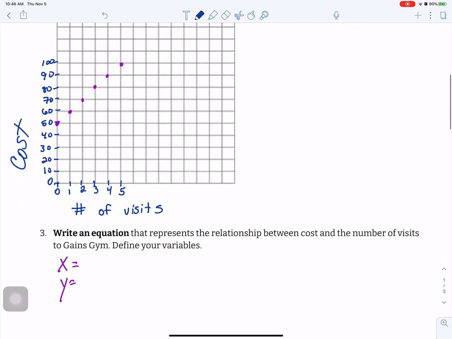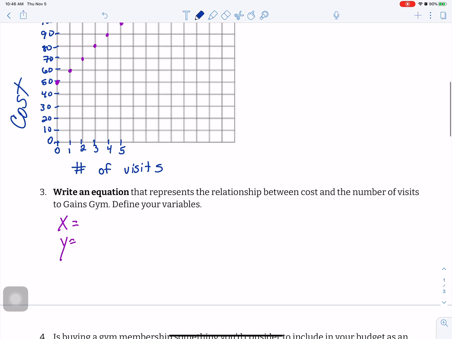Thank you. Maybe your thoughts would have helped me make this video. So our x is going to be number of visits, and y is equal to cost. See, I was thinking the y, so it happened. So I want to know the cost is equal to what? And so if I think about it, I had to pay $50 plus $10 per visit.